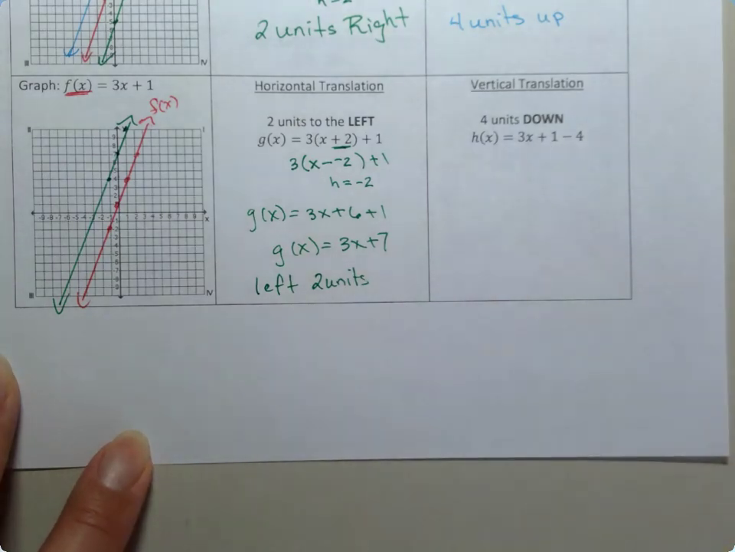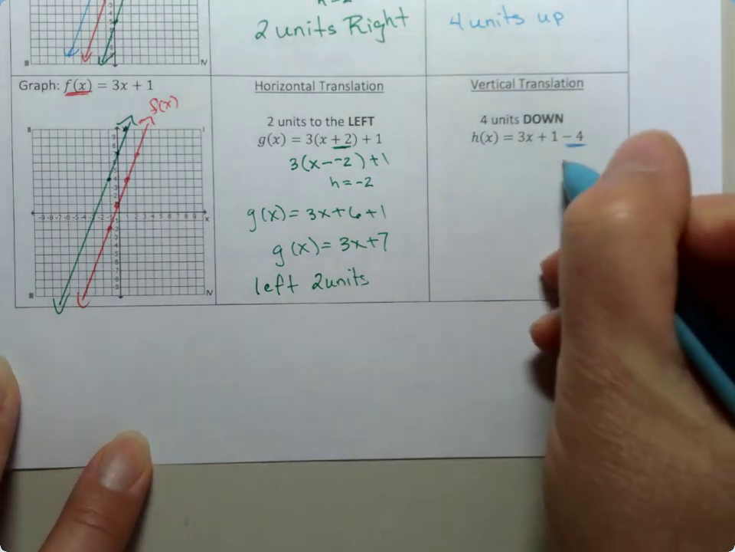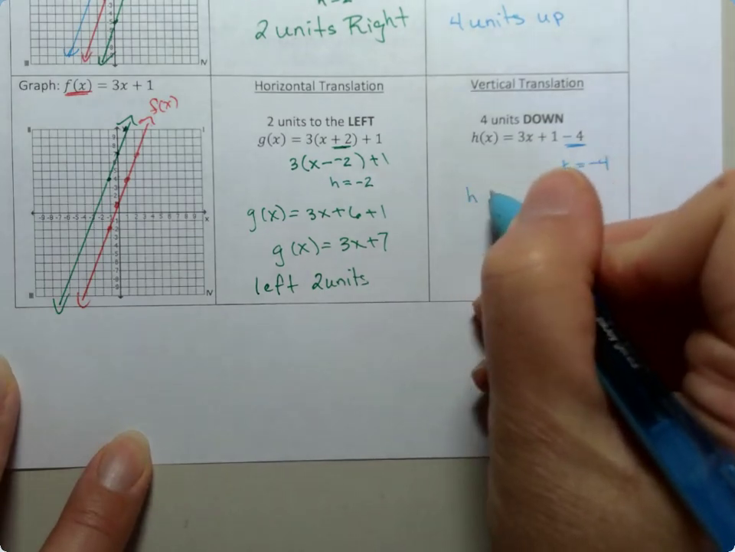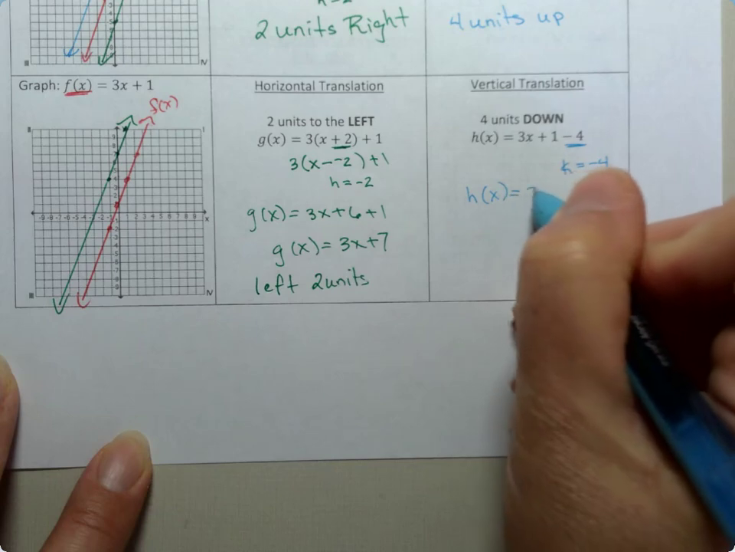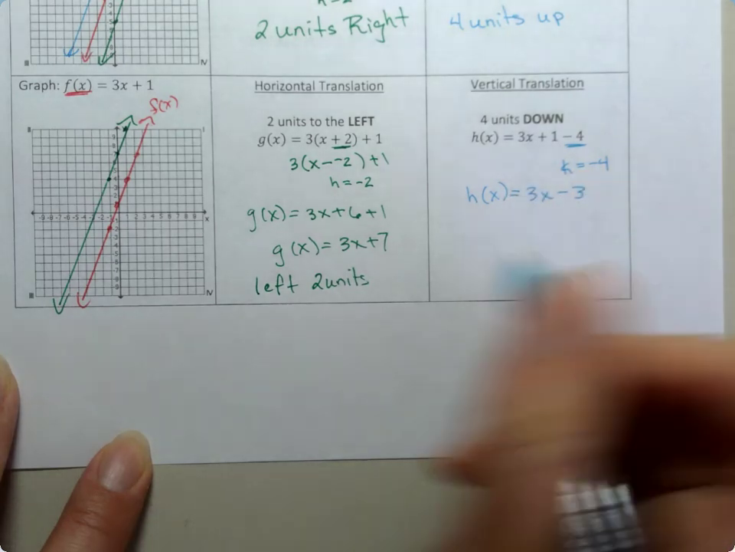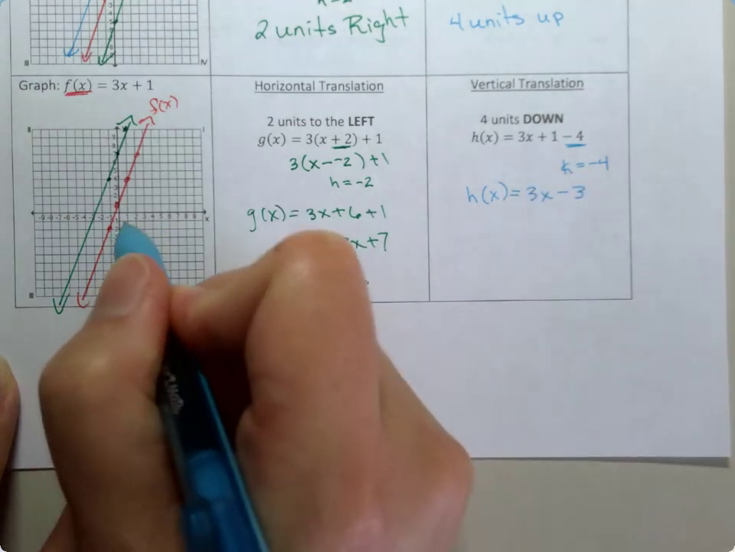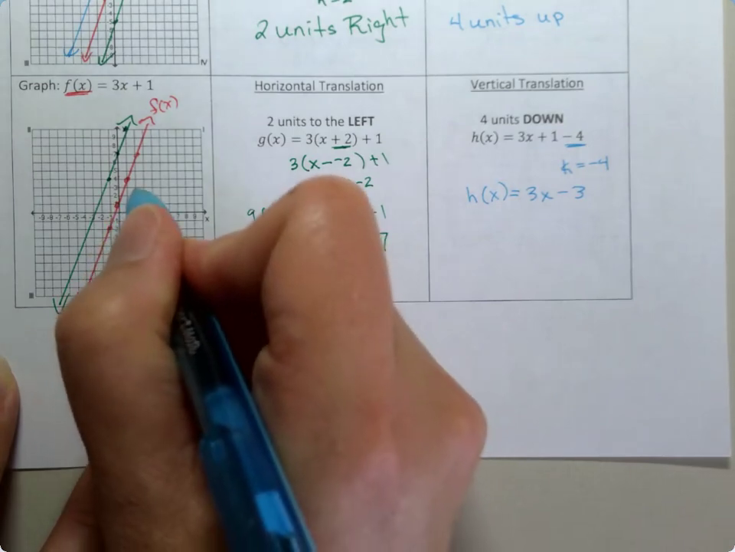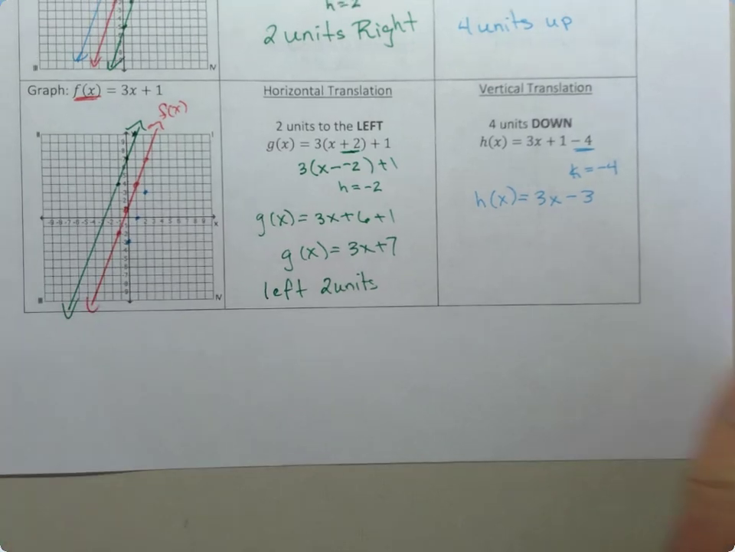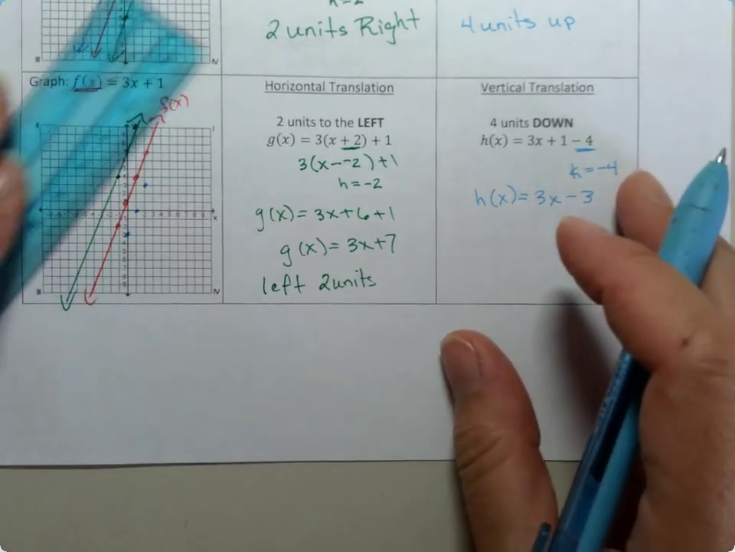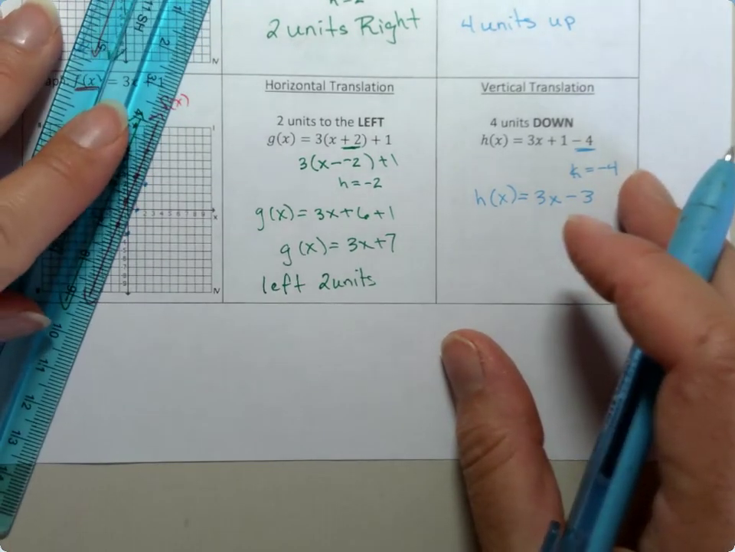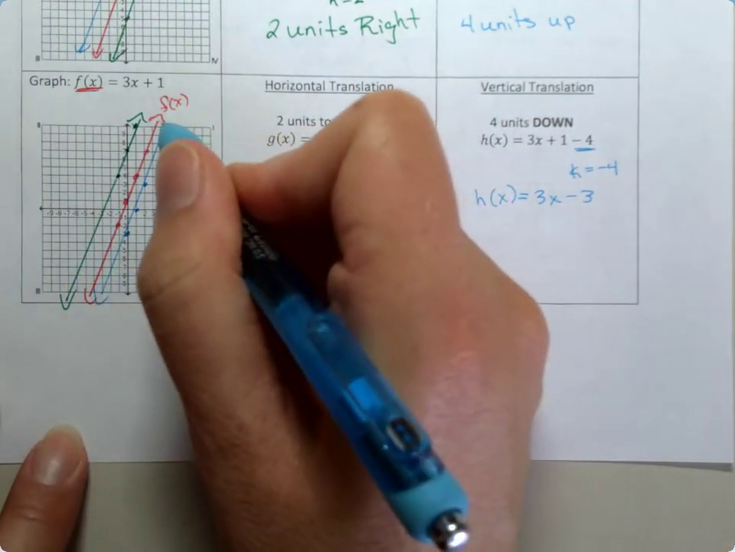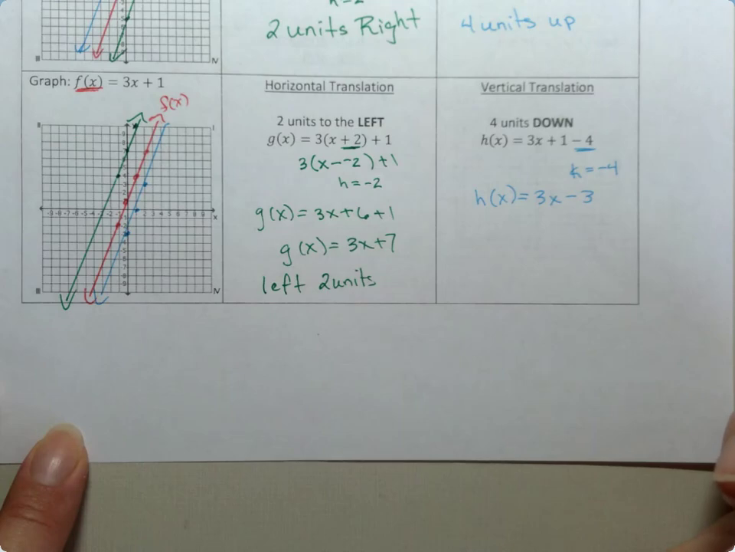Why are we going down 4? Well, look at it. That's the k value. It's negative 4. So h of x, clean it up, equals 3x minus 3. Graph that. Up 1, 2, 3. Where am I going? And do we agree? It didn't go left or right. It went down 4 because you took 4 units away. Well, I did not do that right.